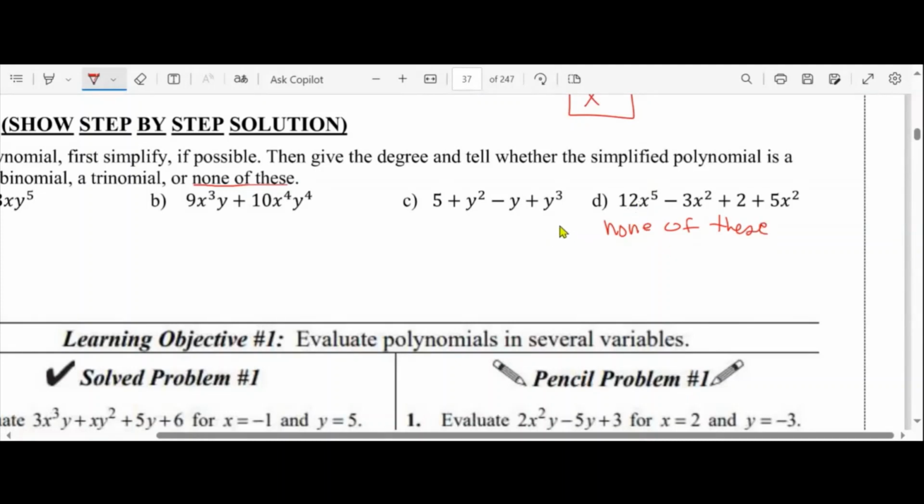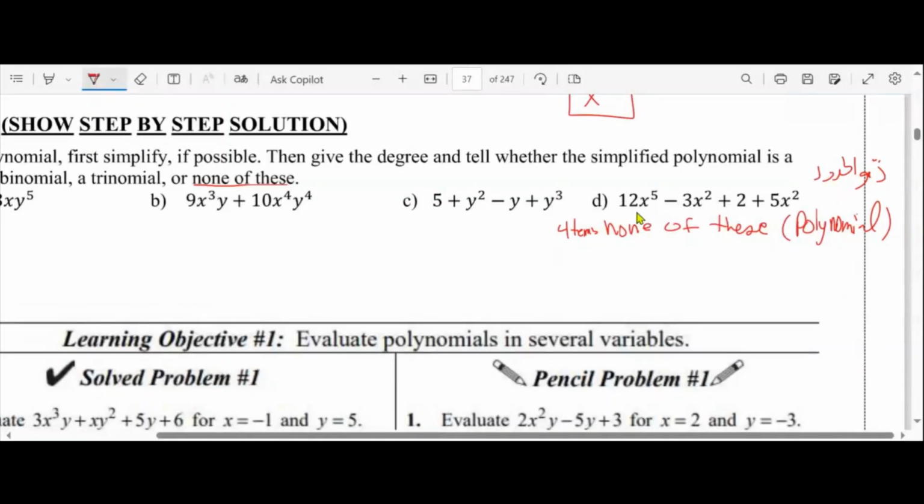Now, because we have 4 terms, we can call it a polynomial. What does polynomial mean? I call it ذو الحدود.